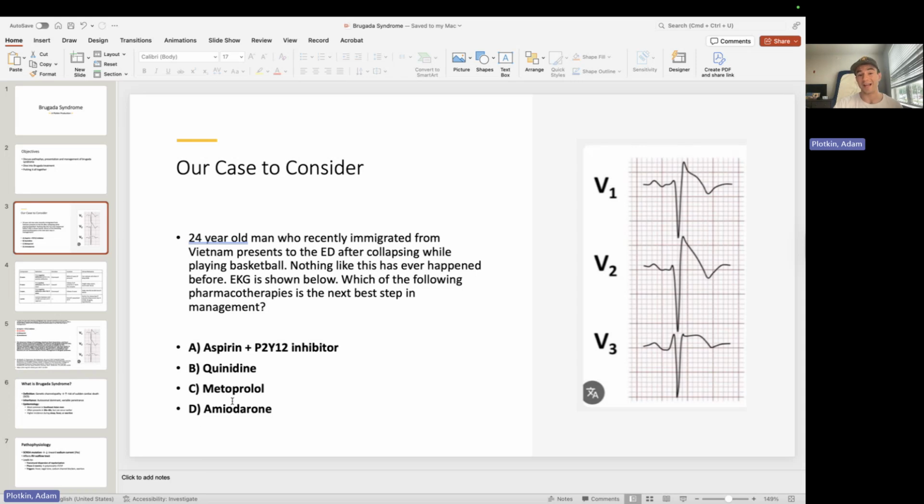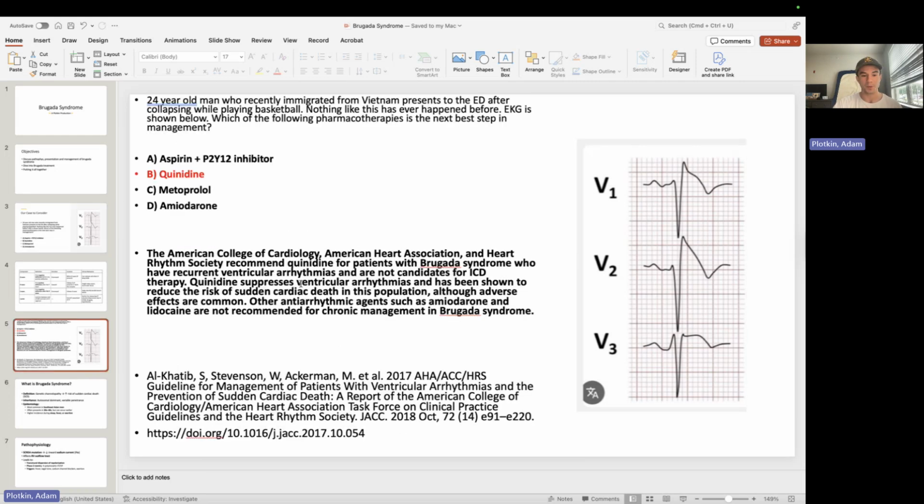Amiodarone is technically a class 3 antiarrhythmic, which are potassium channel blockers, but amiodarone does have capabilities of class 1, 2, and 4 as well. It's not used in the treatment of Brugada syndrome. Quinidine is used in the treatment of Brugada syndrome. So the American College of Cardiology, the American Heart Association, and the Heart Rhythm Society recommend quinidine for patients with Brugada syndrome who have recurrent ventricular arrhythmias and are not candidates for ICD placement, okay?